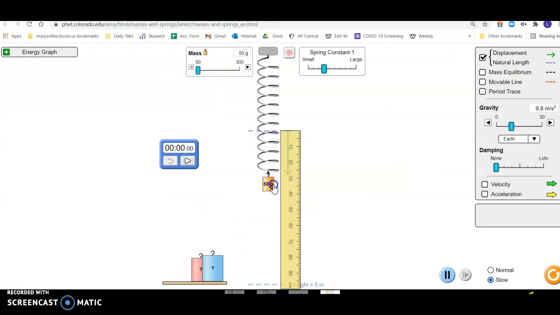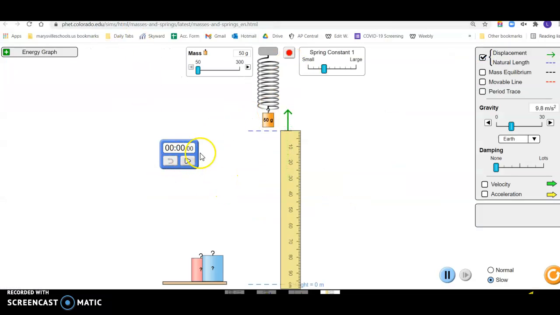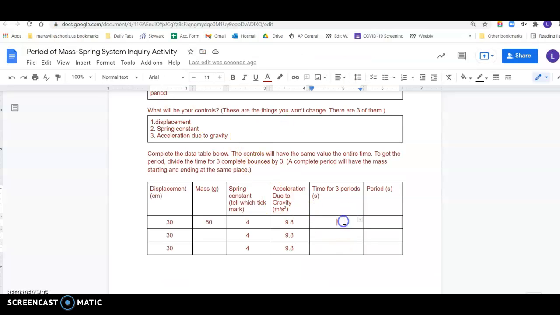So you're going to pull it down and let it bounce, and you're going to time, since it's in slow mode, you could just do 3 periods. So you need 3 complete up and downs. So I'm going to start timing at the bottom. So that would be 1, this would be 2, and this would be 3. So it's 1.7 seconds. Notice that felt a lot longer than that, but that's because it's timing in slow mode.